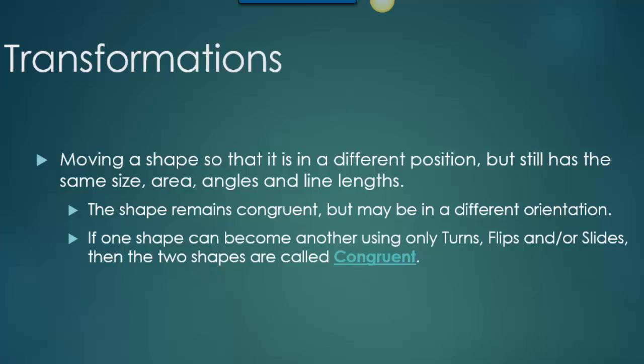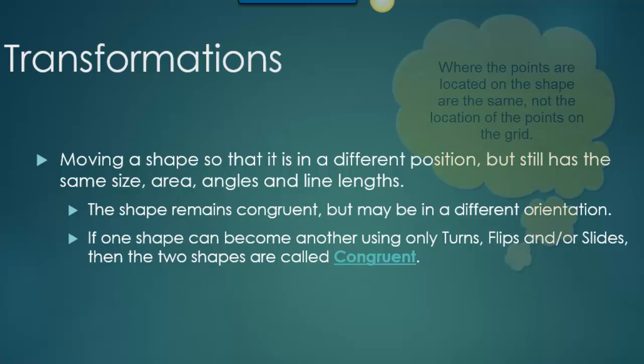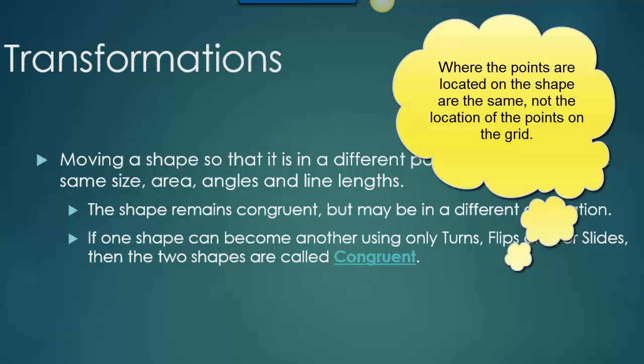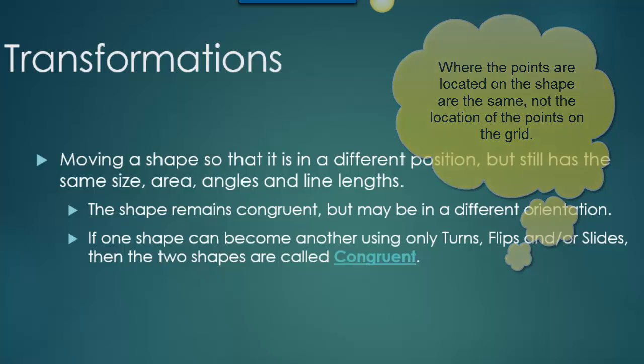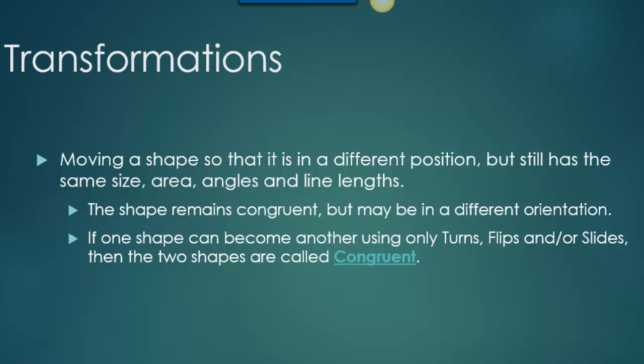So what that means is the original object and its resulting image after it's moved are exactly the same, and that's considered congruent, so that the angles are all the same, the sides are the same, where the points are is the same, and the only thing that might be different is that it may have a different orientation, and the orientation is how it looks.